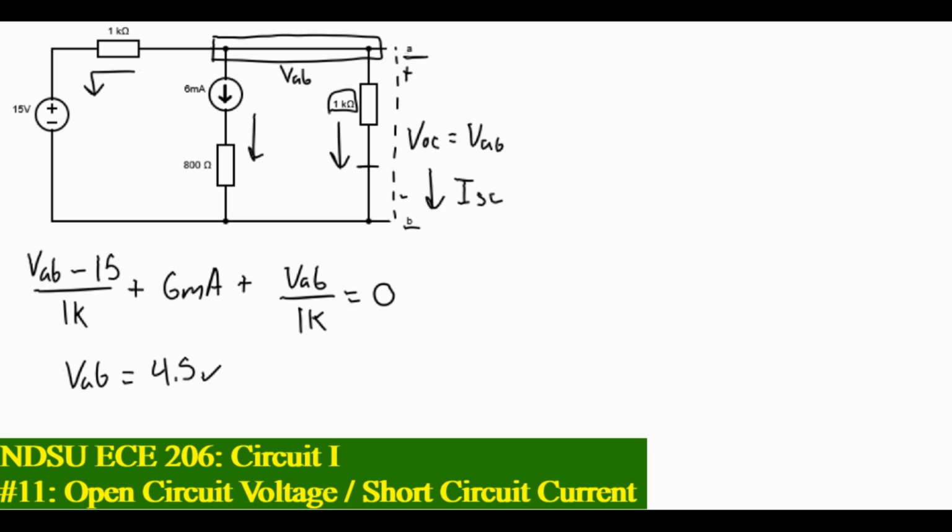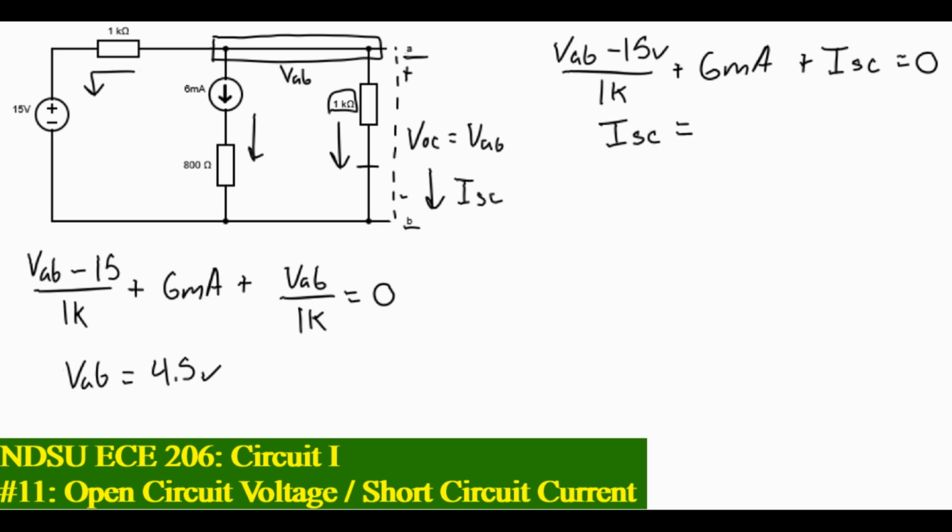Alright, let's do another KCL with that in mind. We will have, let's just put it up here, VAB, which is 0, minus 15 over 1K, plus that same 6 milliamps, plus whatever I short circuit is, equal to 0. Skip a few steps and simplify. ISC is equal to 9 milliamps.